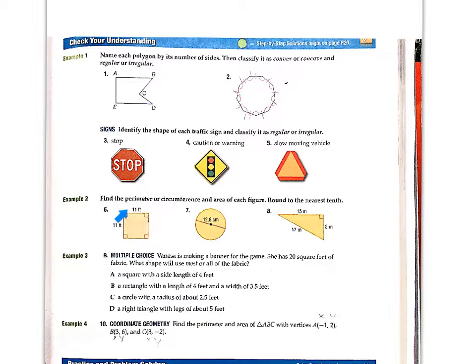Find perimeter, and you get perimeter by adding all the sides. So this would be 11 and 11 because this is a square. So it'd be 44 feet. Circumference here would be pi times the diameter. So on your calculator, you do 12.8 times 3.14159 and so on.